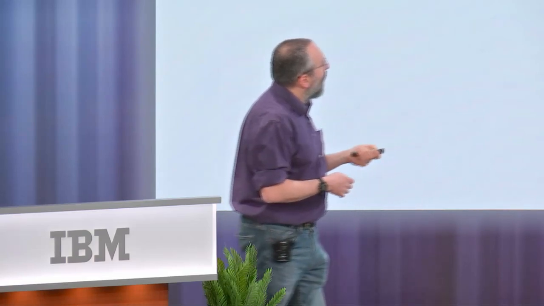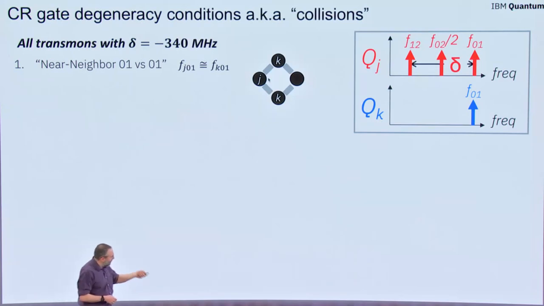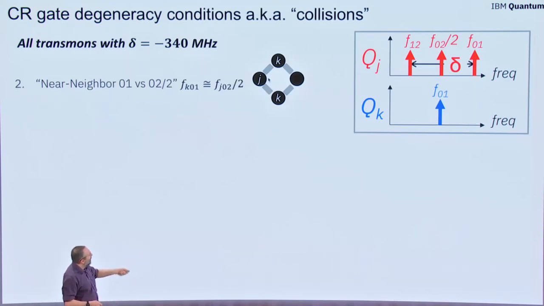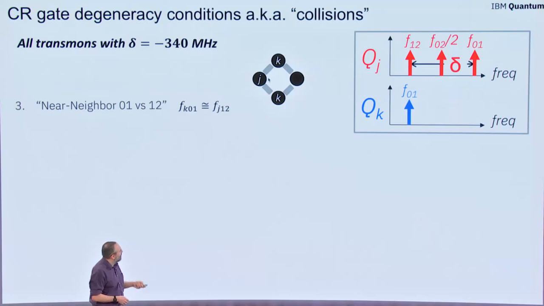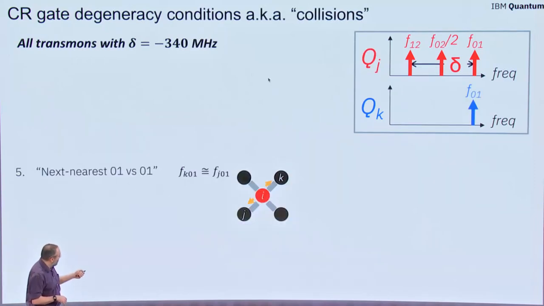All right, so you can have a degeneracy between the 01 states of two qubits which are nearest neighbors. You could have a degeneracy between 01 and the 02 over 2, between 01 and the 1-2 of nearest neighbors. You can have cases where the frequencies of the control and target are too far apart, so the ZX interaction is too weak to run an effective gate. And you also have to consider interactions between next nearest neighbors in the lattice.